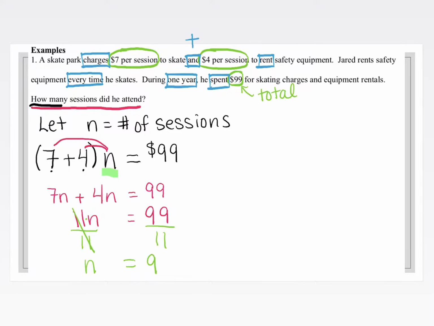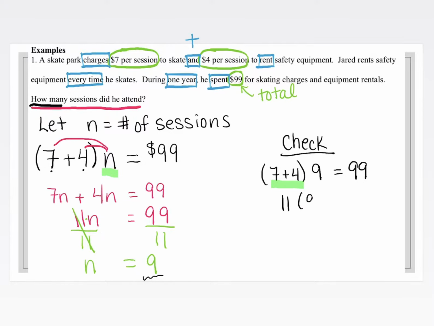Let's check this just to make sure it is correct. So if we plug our newfound value of our variable back into the original equation, we'll get 7 plus 4 times 9 should give us 99. Now, if we want to simplify via PEMDAS, we can simplify in our parentheses first. So 7 plus 4 gives us 11. 11 times 9 gives us 99.